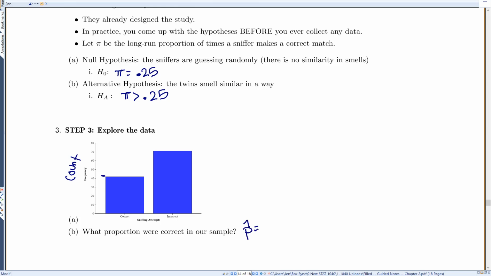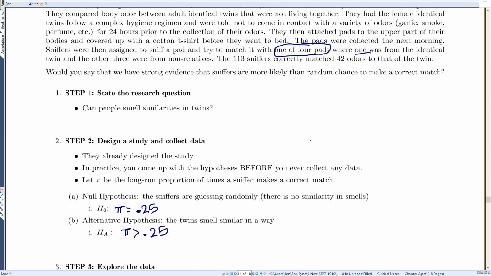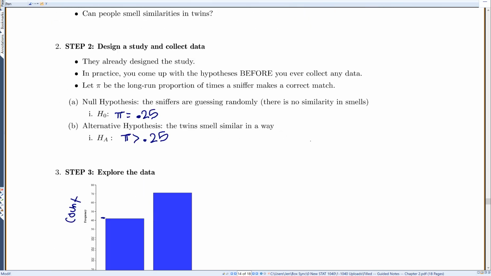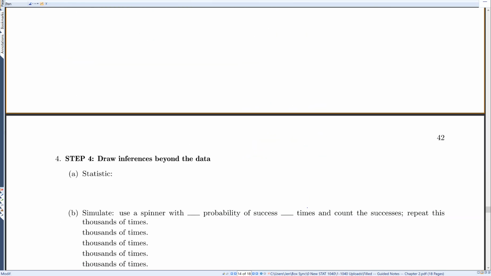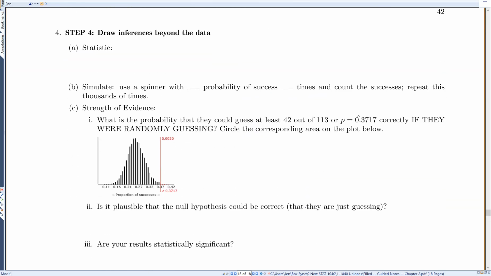So in our sample, we'll do our p hat equals, and let's scroll back up, how many got it right? They were only right 42 times out of 113. So 42 out of 113 gives me 0.37. So that's my proportion that were correct. So now step 4, draw inferences beyond the data. We're going to have this 3-step process: statistic, simulate, and strength of evidence. Okay, so my statistic that I got was my p hat equals my 0.37, or as a count, it's 42 out of 113 correct.